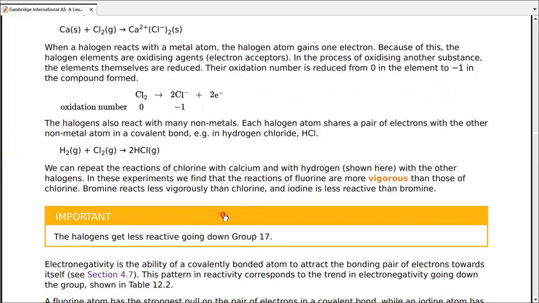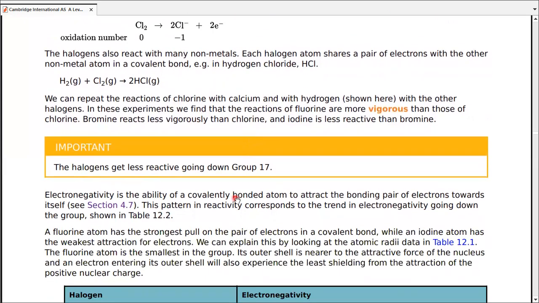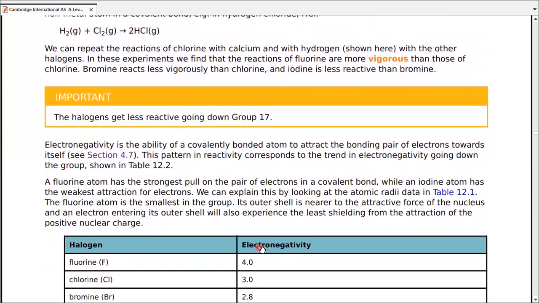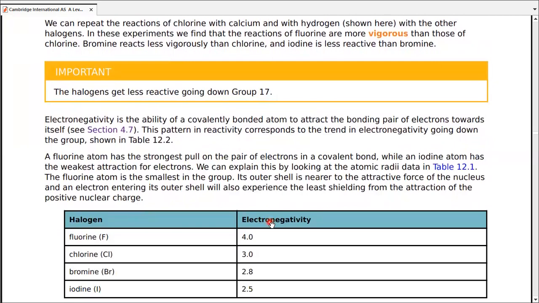But if we go on repeating the reactions of fluorine with calcium or with hydrogen shown here with other halogens, in these experiments we'll find that the reactions of chlorine are less vigorous than those of fluorine. Bromine is even less vigorous than that. Iodine is going to be the least reactive of all. So this gives us the idea that halogens get less reactive down group 17.